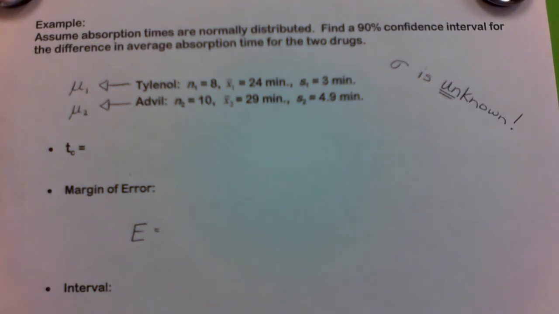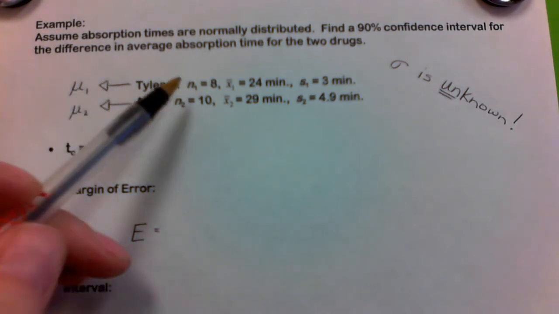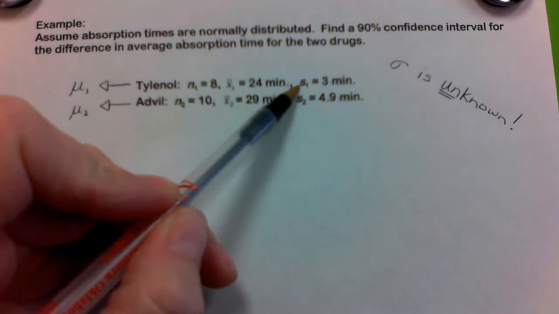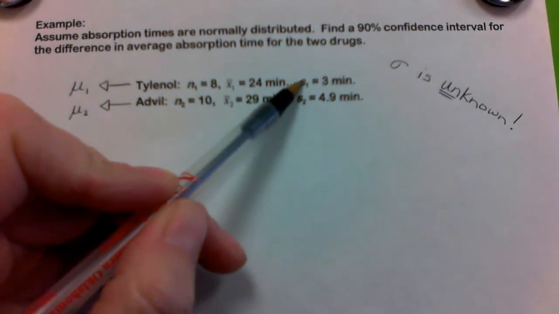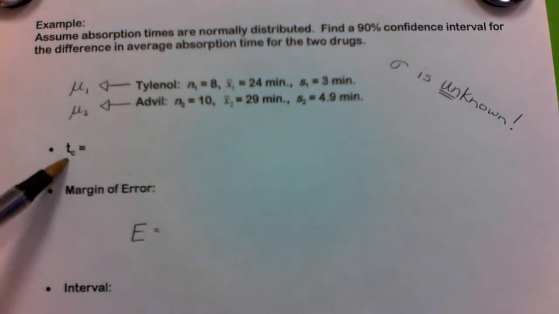Assume absorption times are normally distributed. Find a 90% confidence interval for the difference in average absorption time for the two drugs. Okay, so what we have is Tylenol, so that's my population 1. Sample size of 8, X bar of 24, S, so right here, sigma is unknown. So sigma is unknown, we know we're going to use the student's t-distribution.